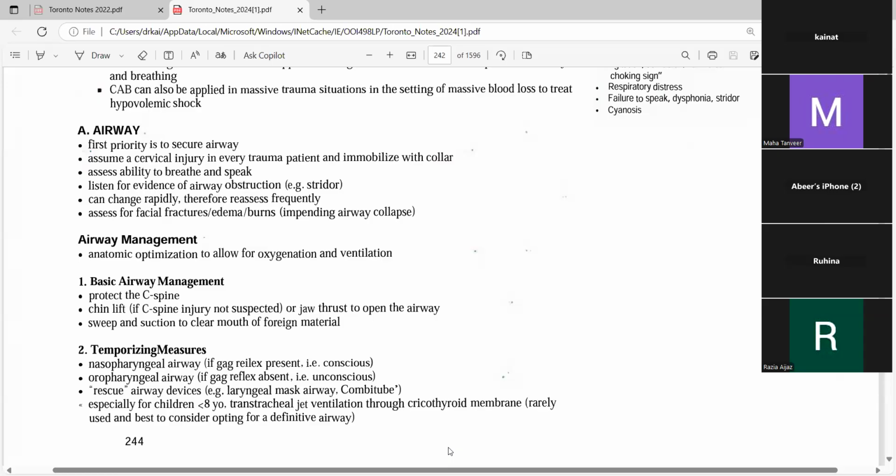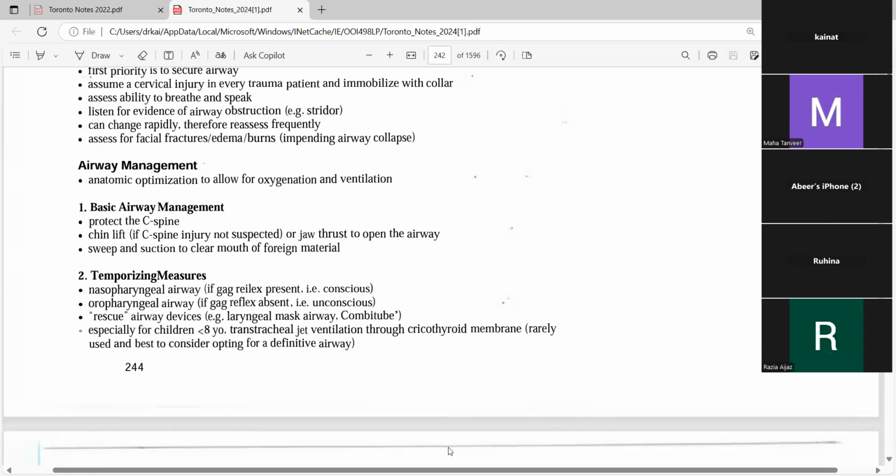Then basic airway management is to protect the C-spine. As I said, C-spine is very, very important. A lot of people do miss this one, especially including me. So that's why I keep putting a lot of pressure on this one. Then chin lift or jaw thrust to open the airway, sweep and suction to clear the mouth of foreign body.